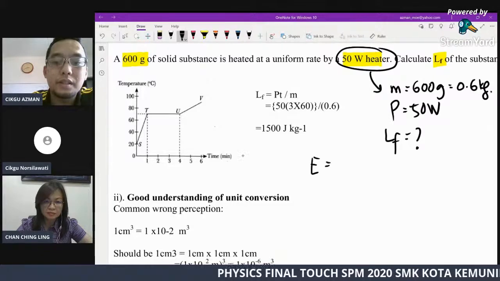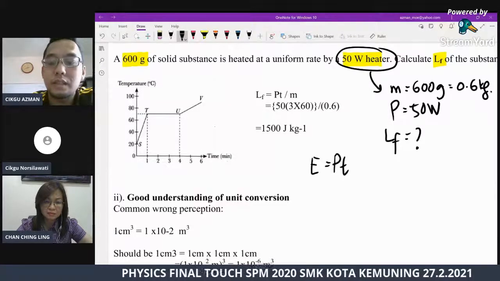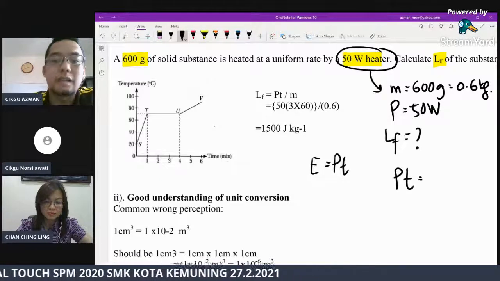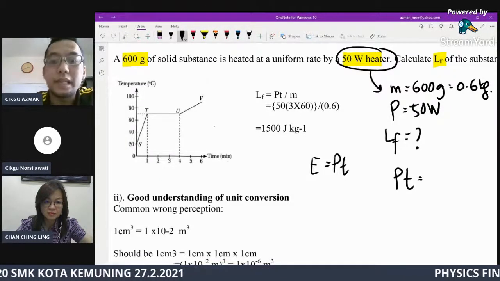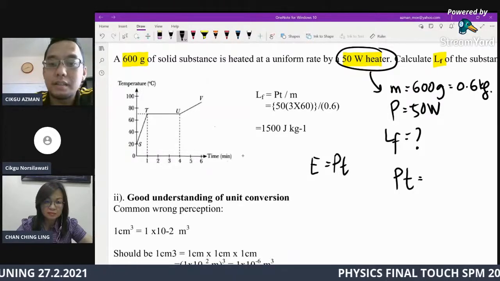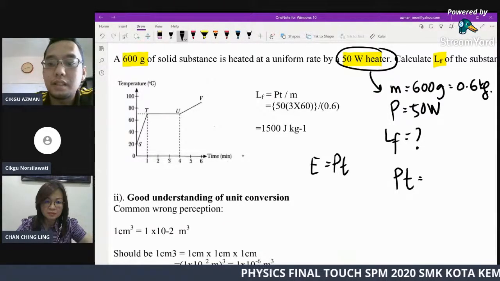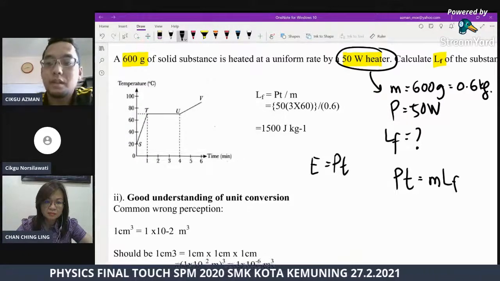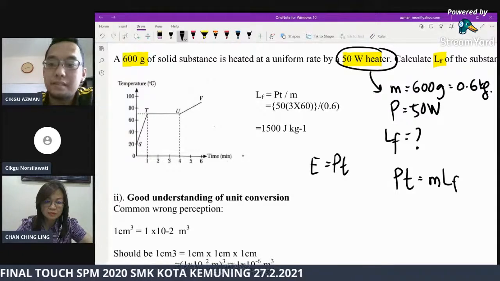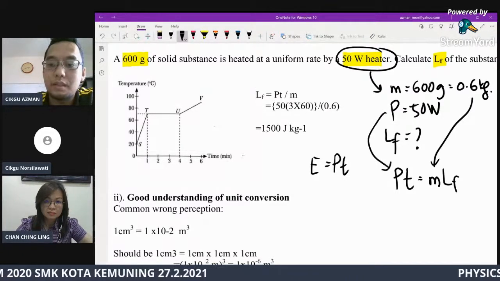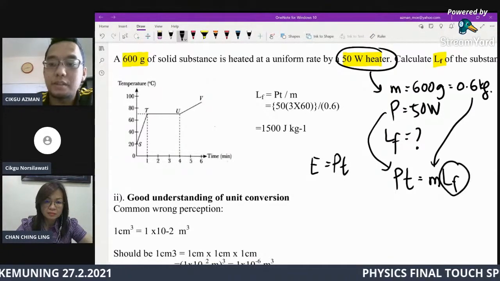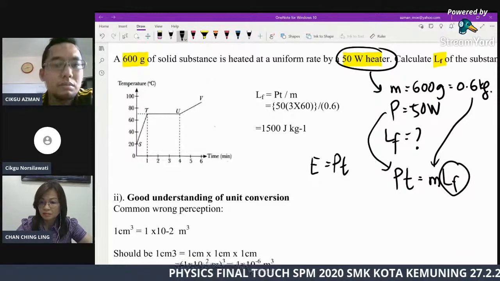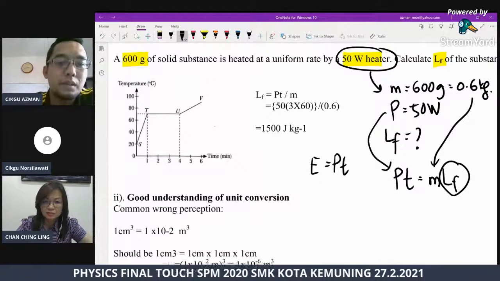Ini popular question ni. So electrical energy is E is equal to PT. So PT, electrical energy transferred to heat. In this case, heat is equal to ml. Okay, now we have mass, we have power. We want to find specific latent heat of fusion. So we need time. So macam mana kita nak cari time? Look at the graph.